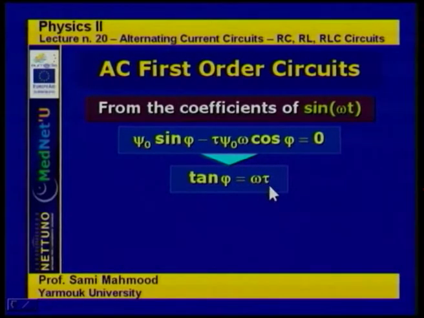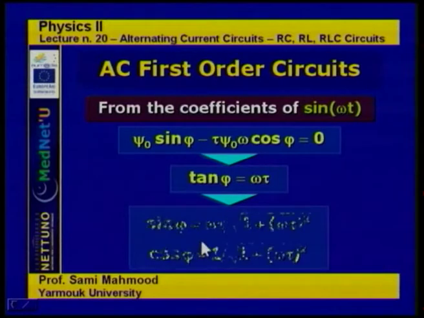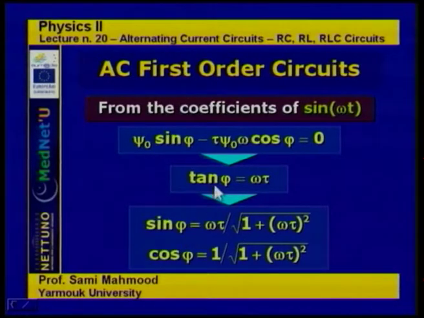Tau is known. It's simply the time constant of the circuit. If it's an RC circuit, it's RC. If it's an RL circuit, it's L over R. So from this, of course, tangent phi is equal to omega tau.